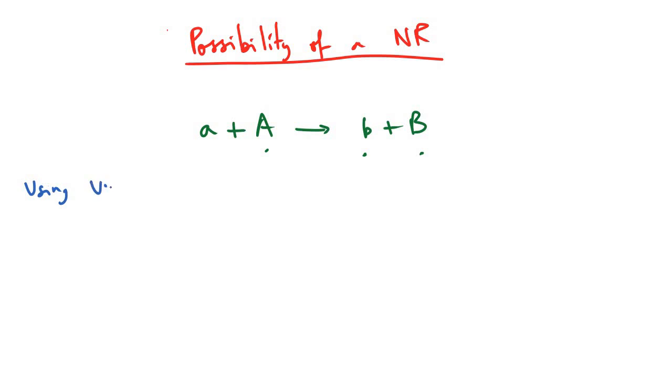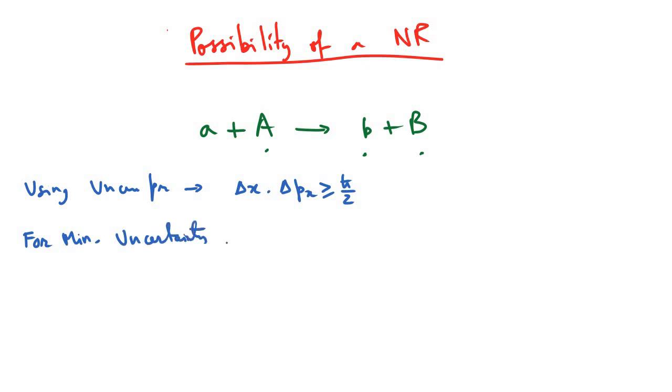Using the uncertainty principle, we have delta x into delta px is greater than or equal to h cross by 2. Now we will be interested in minimum uncertainty. So for minimum uncertainty, we have delta x into delta px equal to h cross by 2.